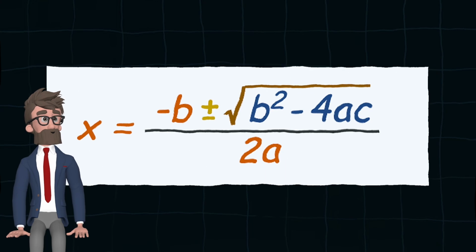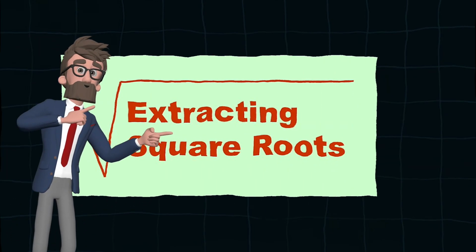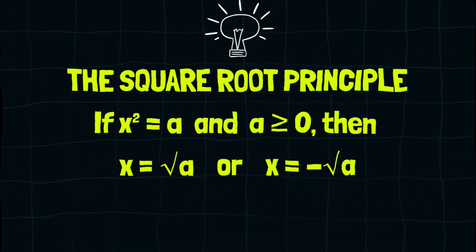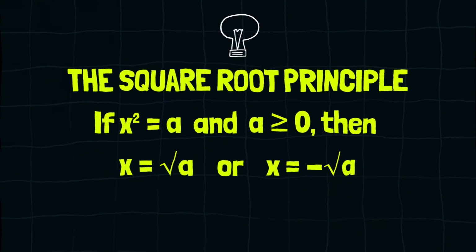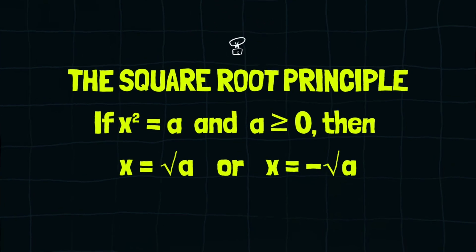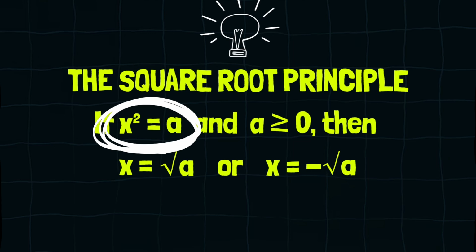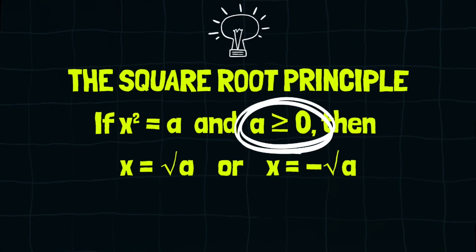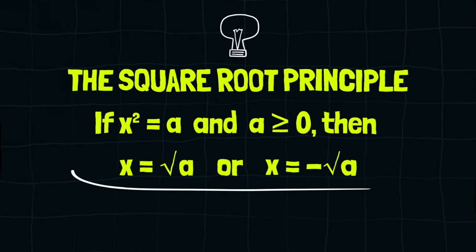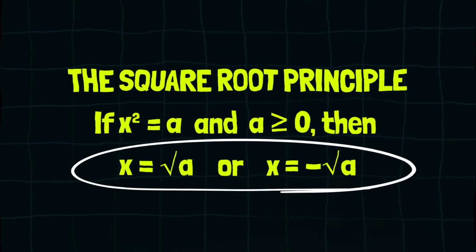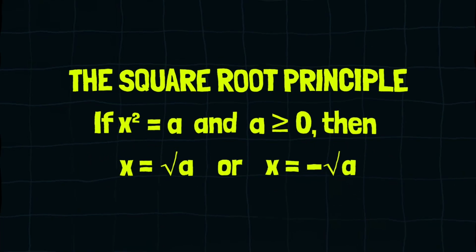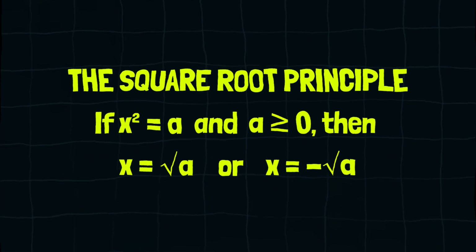And now, we will be diving into the first method, solving quadratic equations by extracting square roots. I suggest you familiarize yourself with this important rule or principle governing this method: the square root principle. This rule is basically saying that if x² = a and a is greater than or equal to 0, then there are two possible answers, or I should say roots. It will become x = √a, or x = −√a. As you can see, the possible answers can be positive or negative of the square root of the given constant.